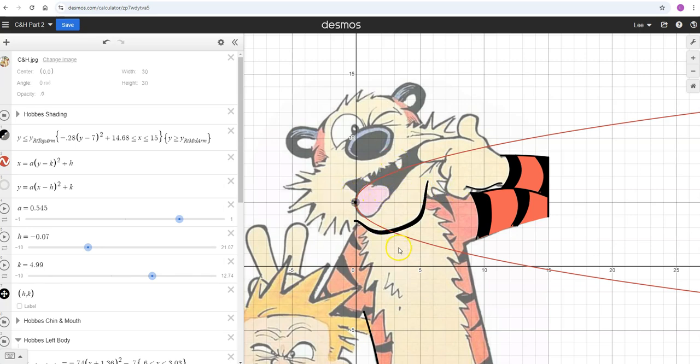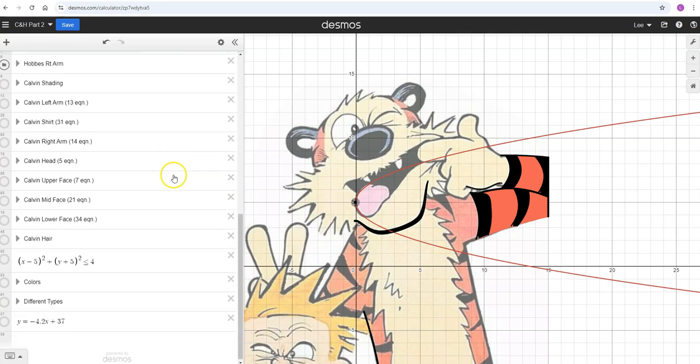This fails the vertical line test, but in one way, it is a function if I'm thinking of x as a function of y, right? So it does pass the horizontal line test, which means for every y that goes in, there's only one x that goes out. So we could put x as a function of y. So essentially, swapping the y's and x's will just change the direction of everything.